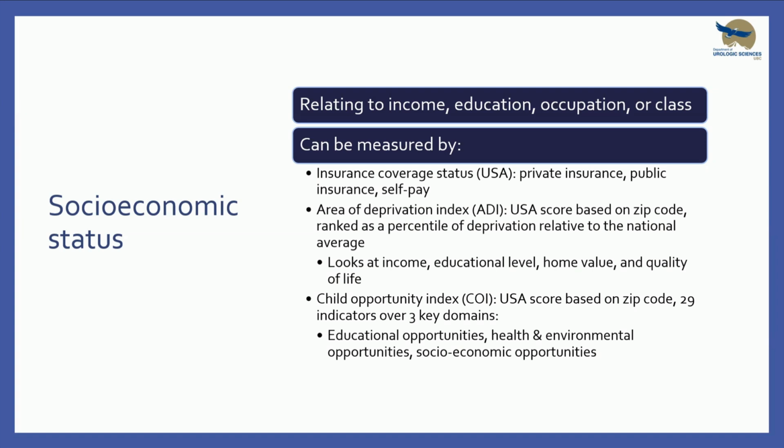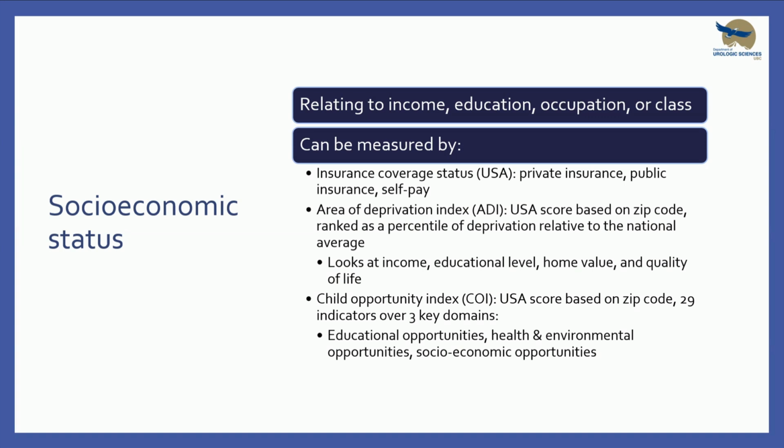In the US, there's the ADI, or Area Deprivation Index, which is probably the most common socioeconomic status score. It's based on zip code, and these zip codes are ranked as a percentile of deprivation relative to the national average. It looks at income, educational level, home value, and quality of life scores.